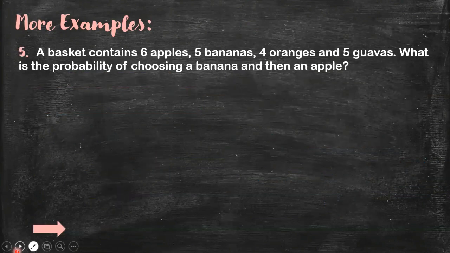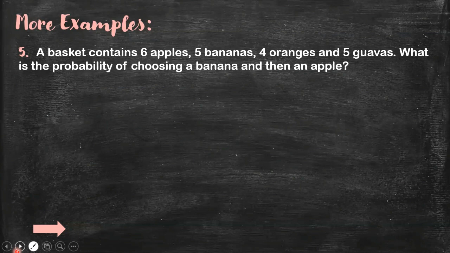Let's have this last example. Okay, so for this particular example, I will give a complete solution. Para may guide kayo kung gusto nyong isulat ang complete solution dun sa mga previous examples natin kanina. For this example, we have a basket that contains 6 apples, 5 bananas, 4 oranges, and 5 guavas. What is the probability of choosing a banana and then an apple?